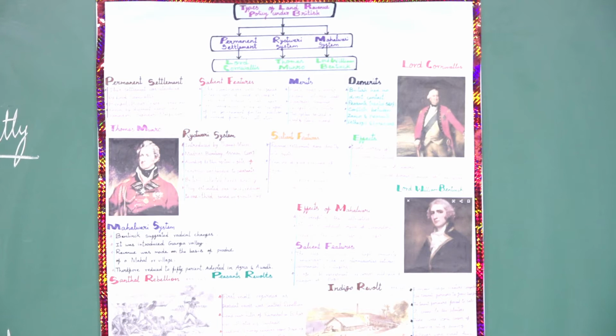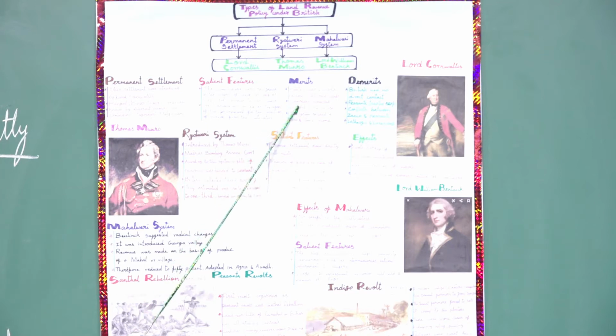Now we will see the salient features of this permanent settlement. The Zamindars were recognized as the owners of land as long as they paid revenue tax to the East India Company. The Zamindars acted as the agent of the government for the collection of the revenue from the cultivators. So here the Zamindars played an important role in the collection of revenue.